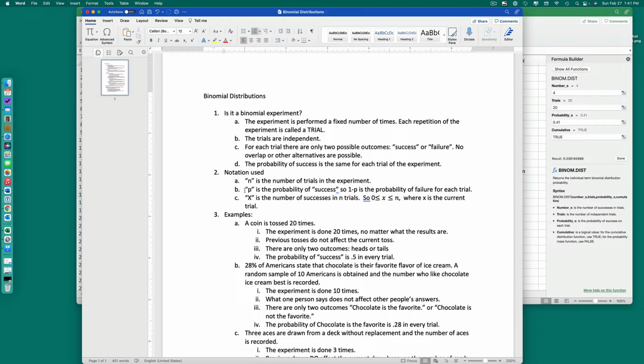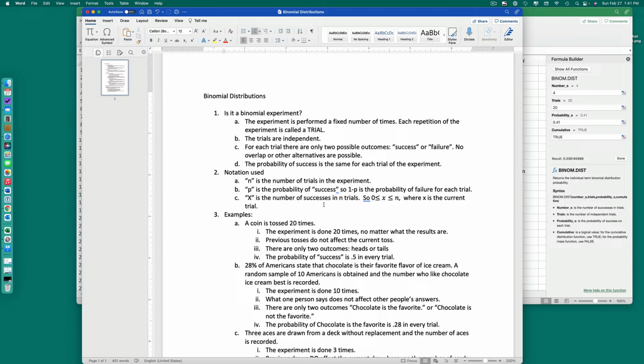P is the probability of success. And then 1 minus P is the probability of failure. And this is for each trial. So when you're flipping a coin, that's going to be 0.5 for failure and 0.5 for success.